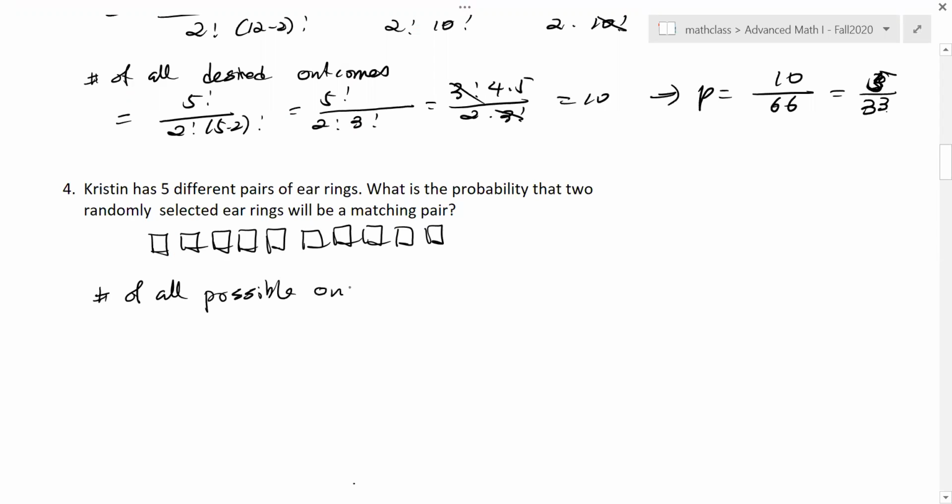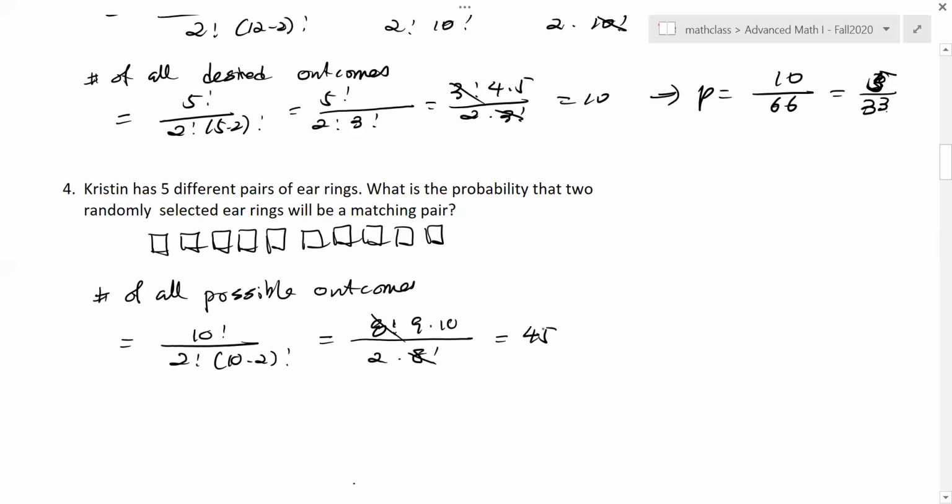All possible outcomes. That means the number of the pairs of the boxes is going to be 10 factorial divided by 2 factorial times (10 minus 2) factorial. That's a standard formula. So after you simplify it, 10 factorial over 8 factorial is 9 times 10, divided by 2, which is 45.